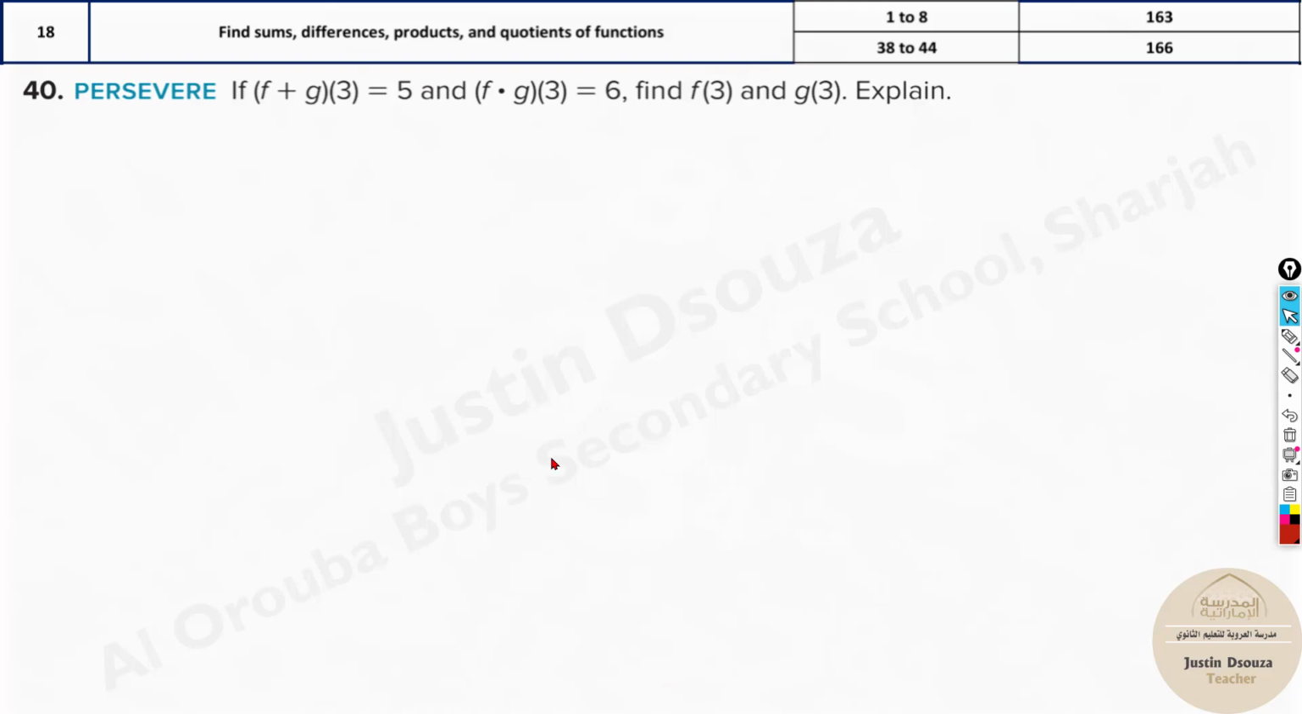And here they have asked you, okay, find these terms. Okay, this is interesting. Why? Because they have given us the answers and told us to find the functions. So f of 3 plus g of 3 is equal to 5 is known in the first equation. And what is known over here? F of 3 times g of 3 is equal to 6. Okay, so we need to find these two functions, isn't it?